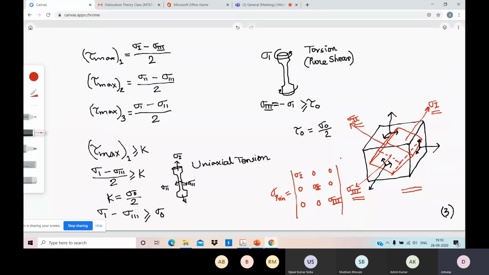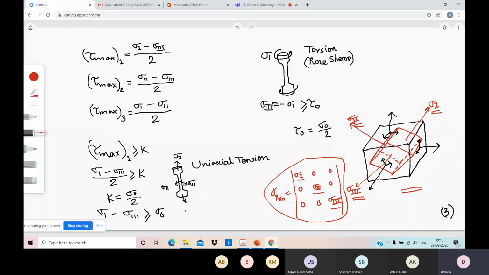So you can also represent the loading in the form of a principal stress tensor. The principal stress tensor has only normal components, sigma Roman 1, sigma Roman 2, sigma Roman 3, with all the other shear components equal to 0.